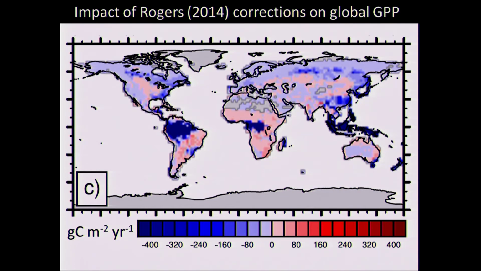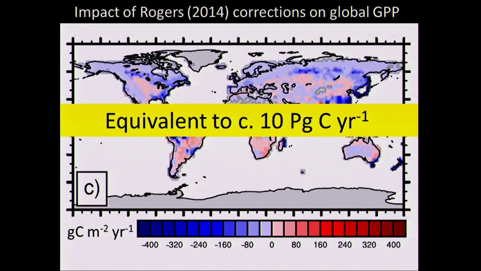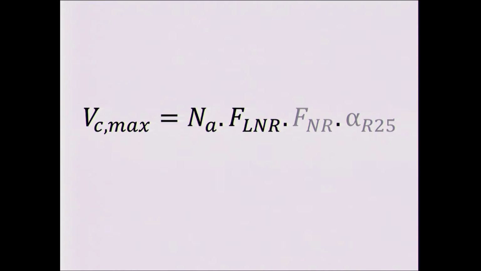And what you can see here is that there's a large difference in the amount of carbon that's being fixed by the planet. And if you put that in terms of gigatons per year, that's 10 gigaton per year error, or 10 petagram per year error. So that's the same magnitude as our global fossil fuel emissions. That's an error in the models that were used to produce the IPCC report that's sitting on your desk at the moment.